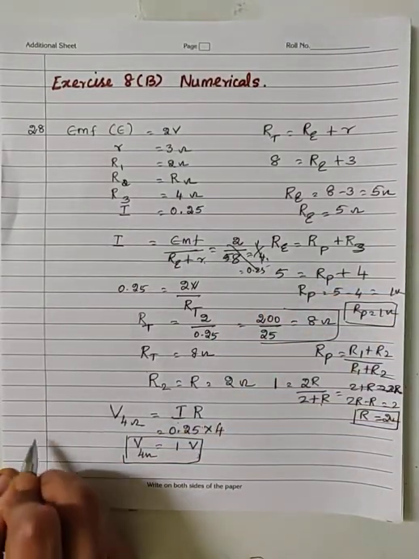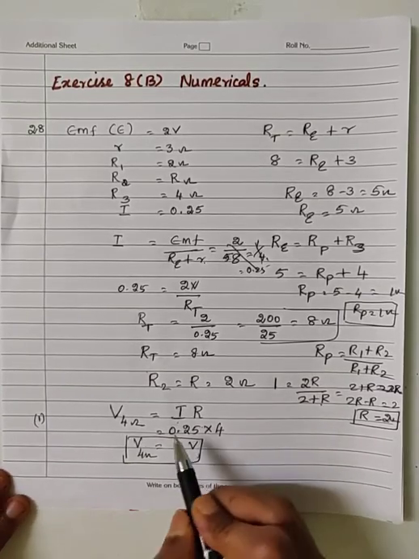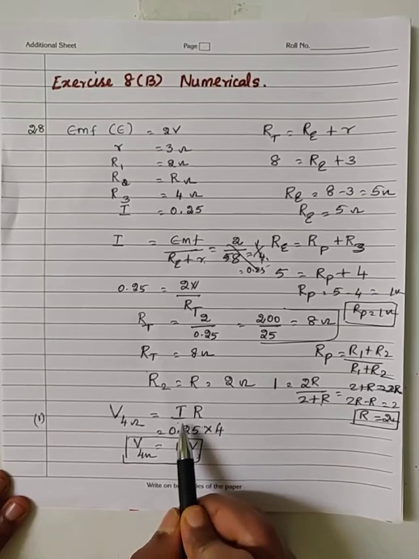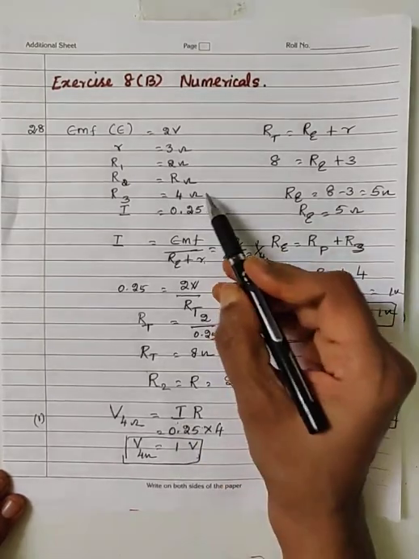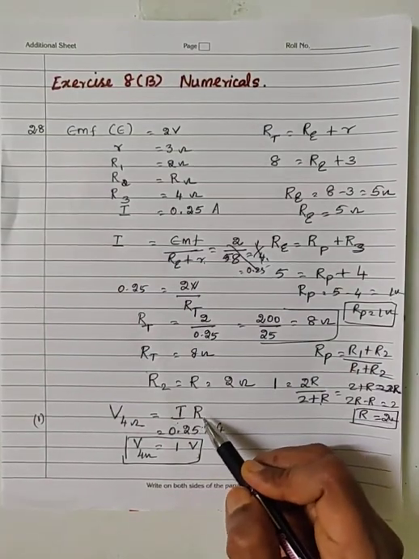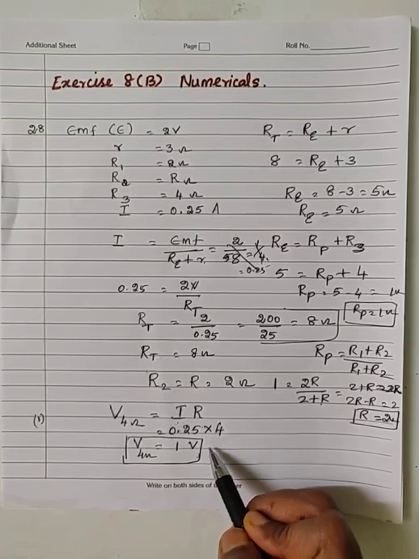This is the first question they asked. Potential difference across the 4 ohm resistor. Expression for the potential difference is I into R. I represents the current drawn from the cell, which is given in the question as 0.25 ampere, and the value of the resistor across 4 ohm resistor. So in the place of R you have to substitute 4.